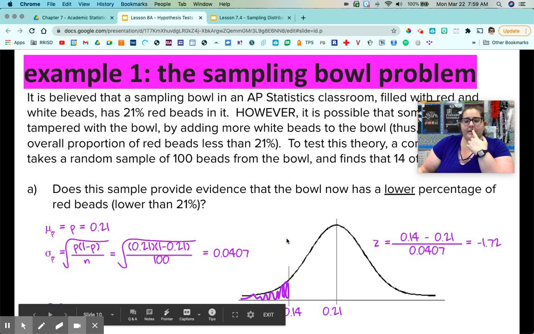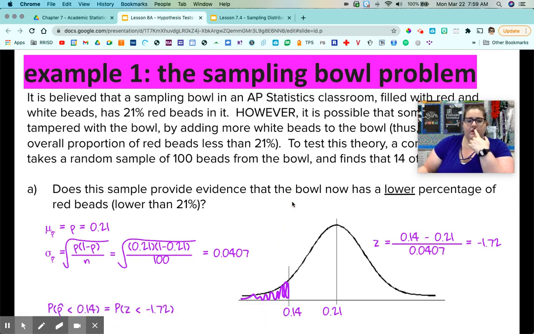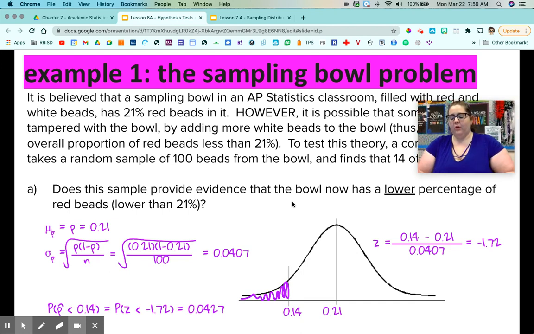So I look that up in my z-table, and I get a proportion of 0.0427-ish. So that probability that our sample proportion p hat is 0.14 or less is equal to 0.0427. So there's a 4.27% chance that we would get a sample that has 14% red beads or less if there truly were 21% red beads in the entire bowl. We're going to use that number to test our hypothesis.